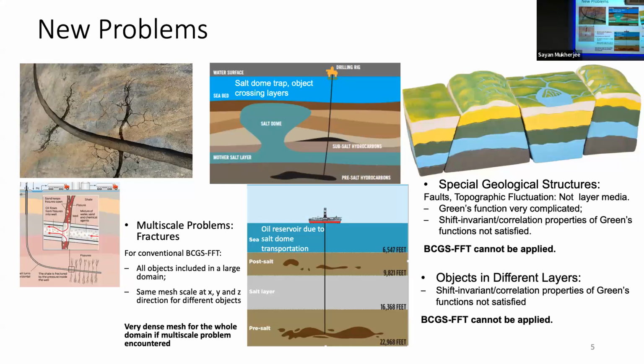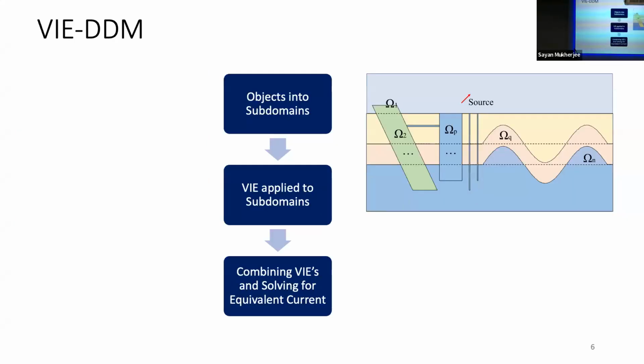First is the large-scale problem, which we encounter a lot, like hydraulic fractures. In this case, it will generate a very dense mesh and make the method inefficient again. Another is problems with objects crossing layers, or interlayers, and with special geological structures, where the Green's function cannot find an explicit form or cannot use the FFT. That's why we propose this VIE-DDM.